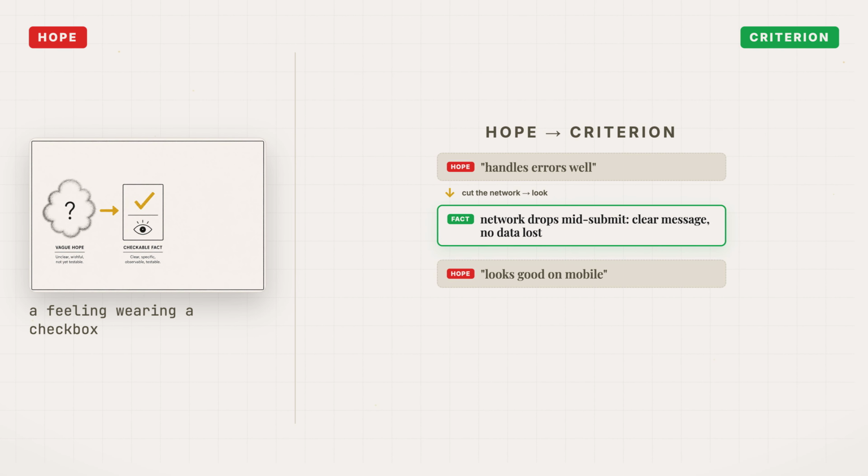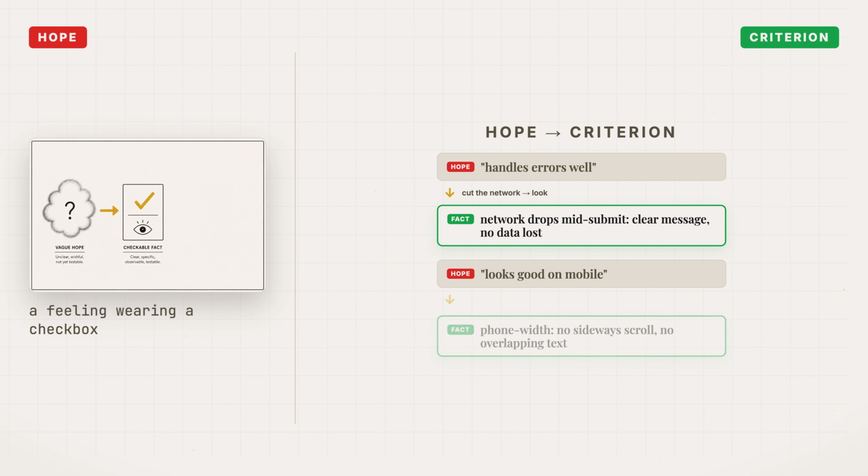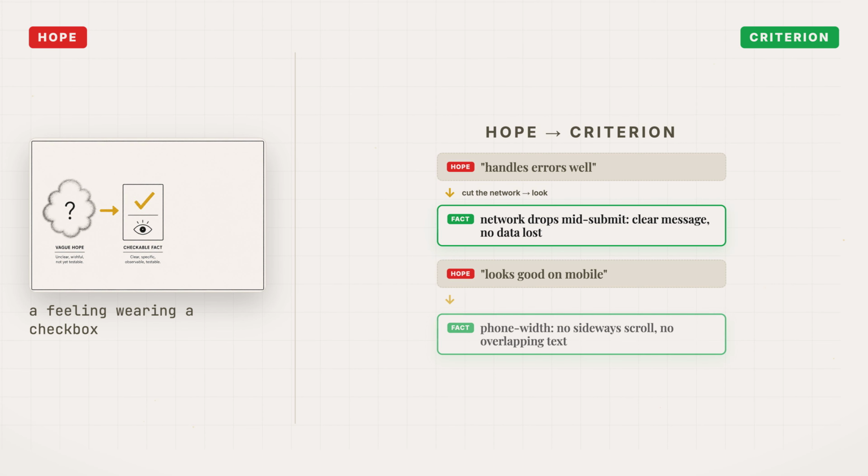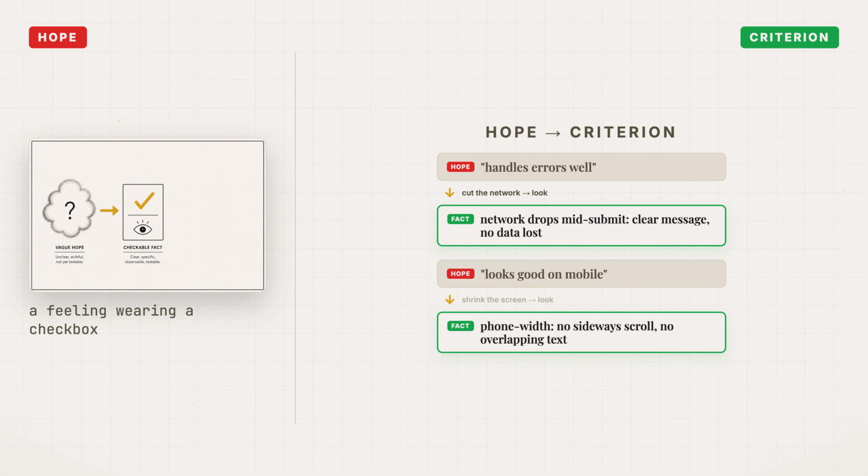That's a criterion. There's exactly one way to check it. You cut the network mid-submit and you look. It passes or it doesn't, and nobody can argue. Looks good on mobile is a hope. Renders correctly on a phone width screen with no horizontal scrolling and no overlapping text is a criterion. You shrink the screen and you see.